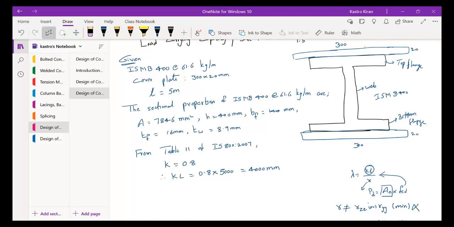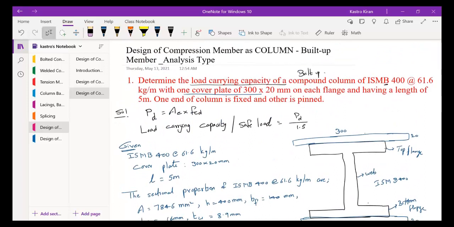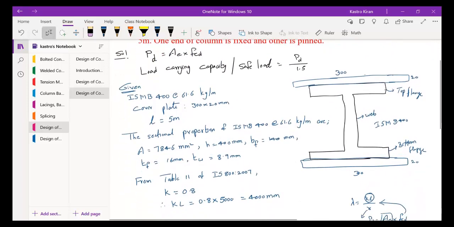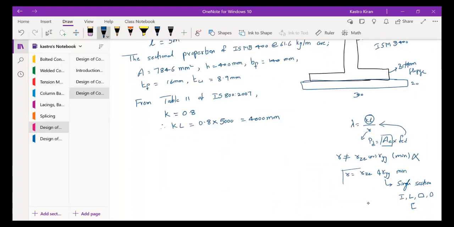Suppose you say, sir, we can take the value of rzz and ryy for only ISMB 400. Then that means you are designing only the I section, not the plates, right? Whatever section you are designing, it must carry a certain amount of load, and that load we have to find out. Anyways, for built up sections, don't consider r as the least of rzz and ryy. This is specifically applicable for single sections. Our case is for the built up sections.